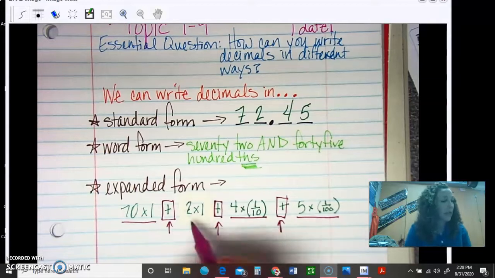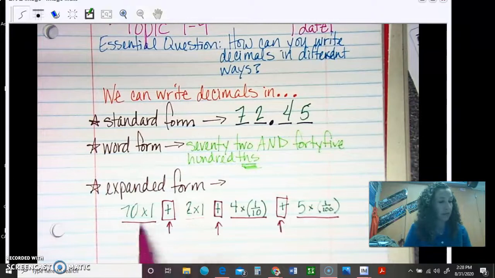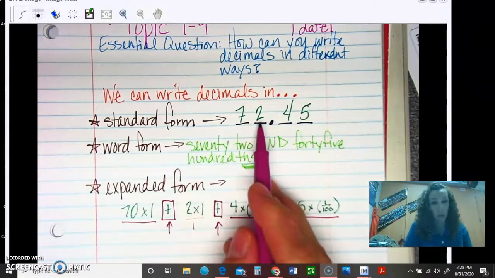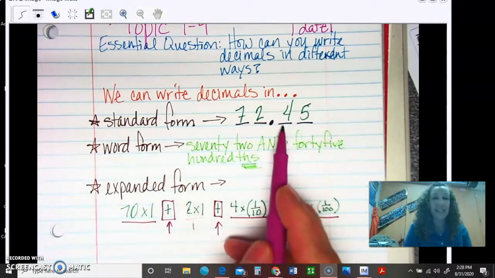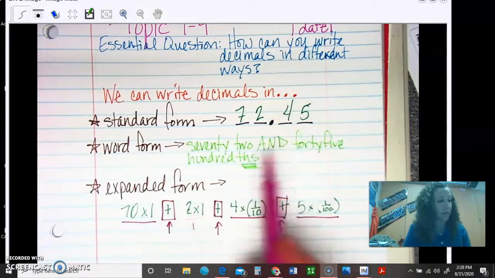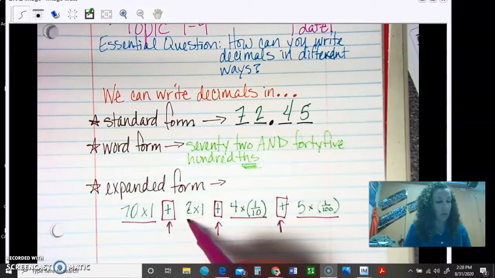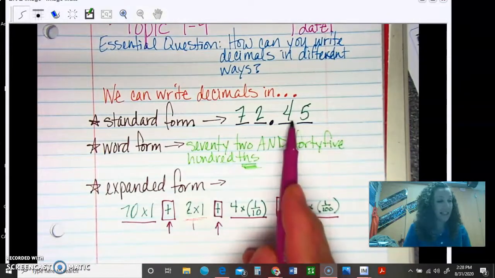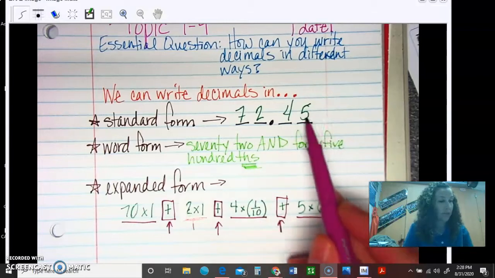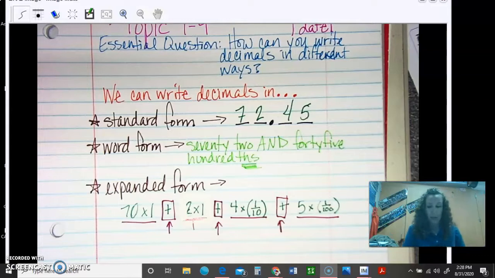So notice that each time you add, I put a box around it. Because you deal with the 70. You deal with the 2. Okay, it's a 1's position. This is tens. This is tenths. Okay, so you deal with the 70. Then you deal with the 2. Okay, then the 4/10ths. And then the 5/100ths. Okay, that is expanded form.